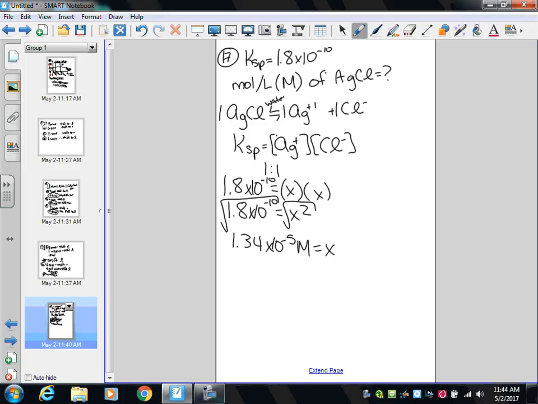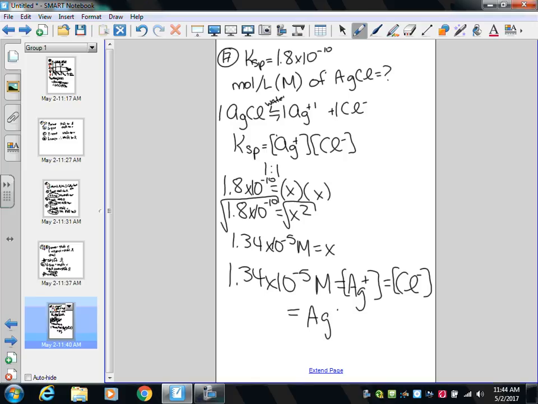So you can have them separated. I'm lazy, so I just say that Ag is going to equal Cl, which I then ran out of room, is also going to equal that AgCl. Because they're all the same. They're all going to equal the same thing.